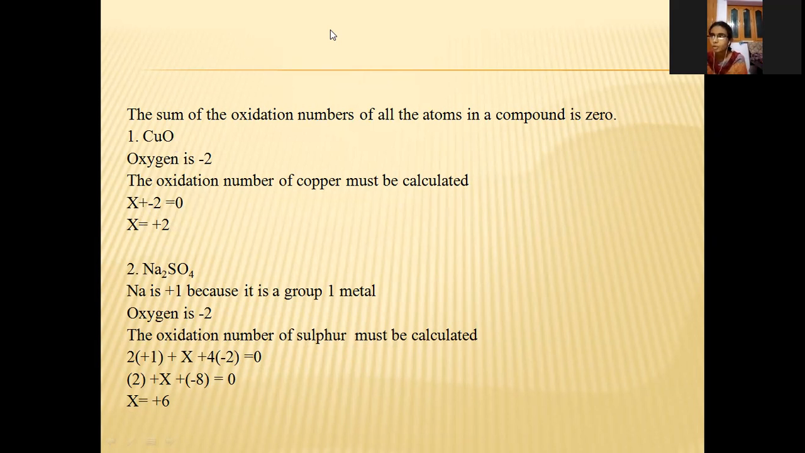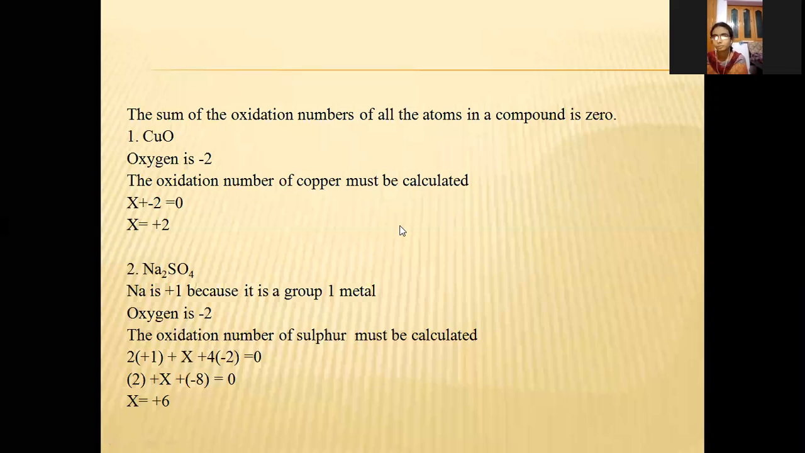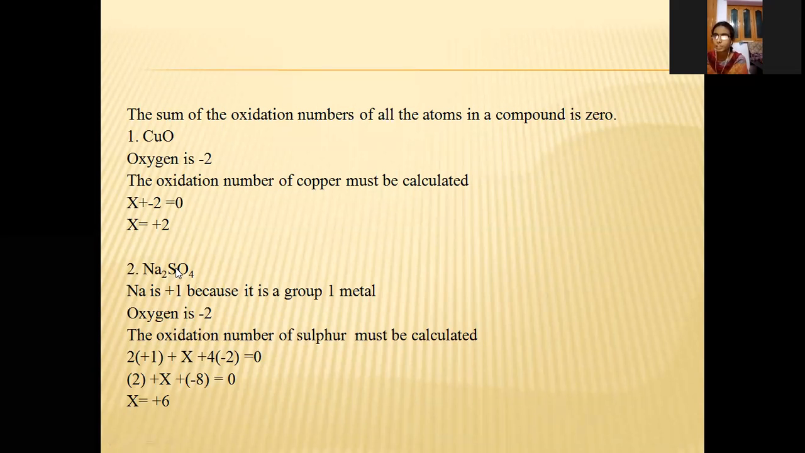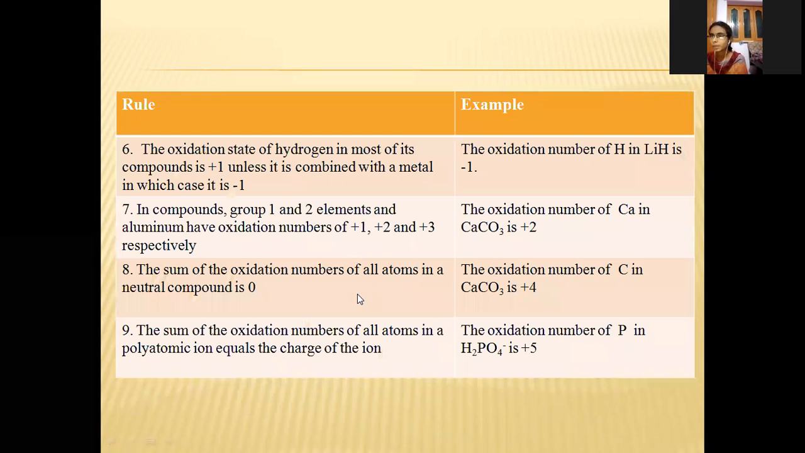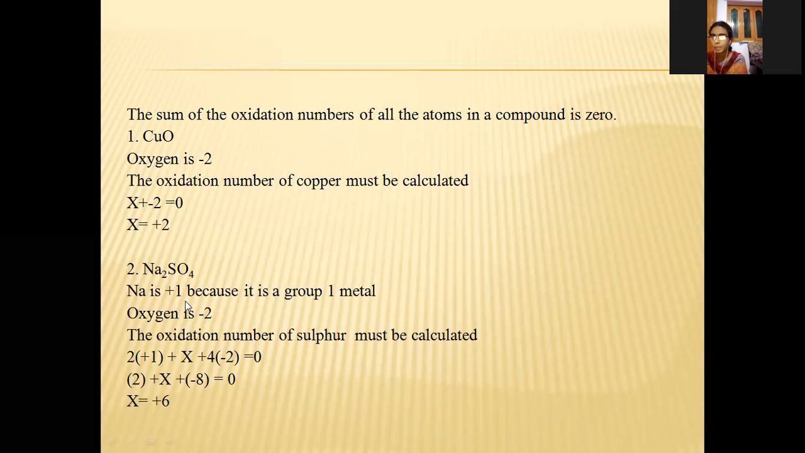Next one is sodium sulfate. Sodium is plus 1 because it is a group 1 metal. I have explained that group 1 and group 2 metals get plus 1 and plus 2. Sodium comes under group 1, so it gets plus 1, and the oxidation number for oxygen is minus 2. We have to calculate for sulfur, whose oxidation number we don't know.